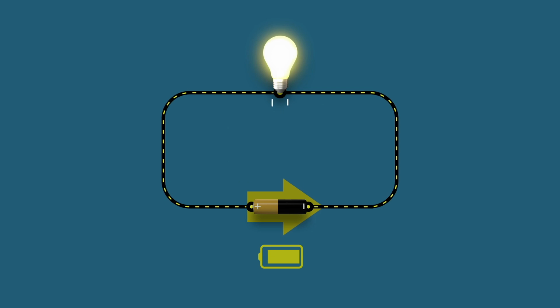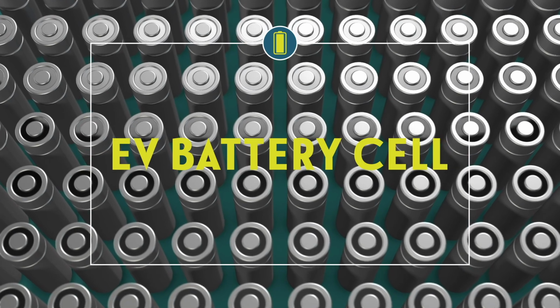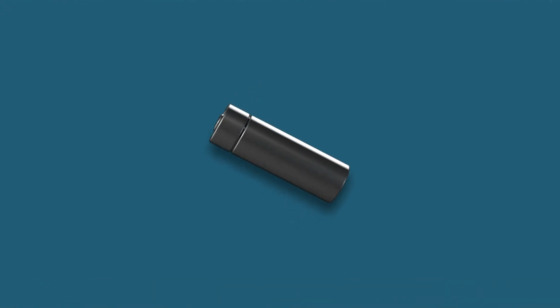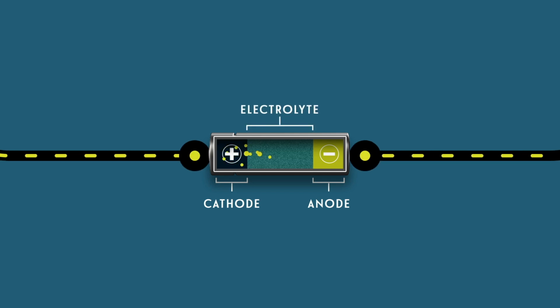A load is any component that requires electricity to operate. Most battery cells in an EV battery are similar to regular household batteries. The cell will have a positive end called a cathode and a negative end known as the anode. These two terminals are electrically isolated from each other. In between is an electrolyte which allows the flow of electrical charge between the cathode and the anode.